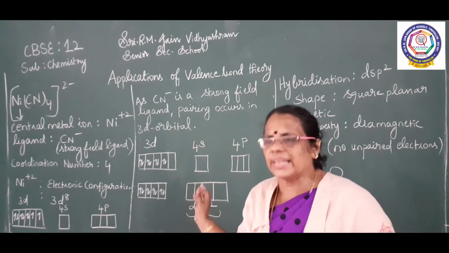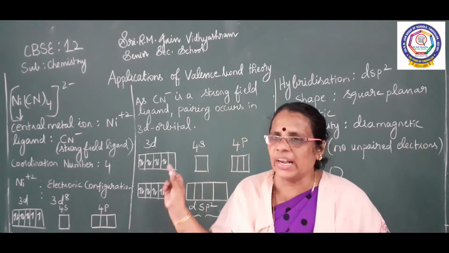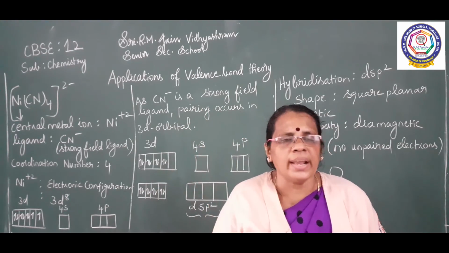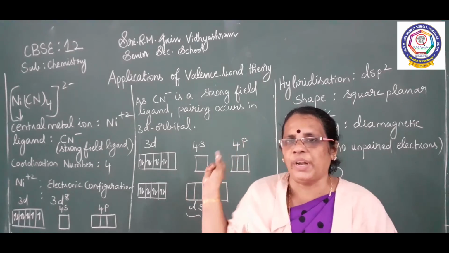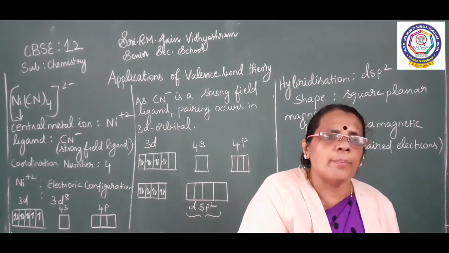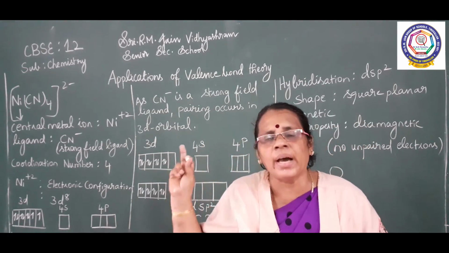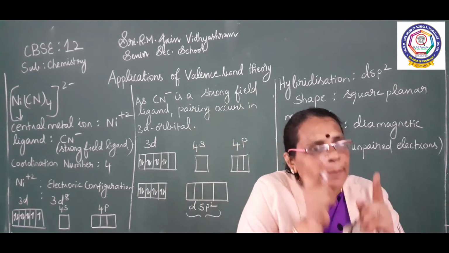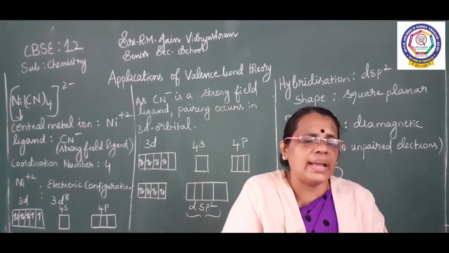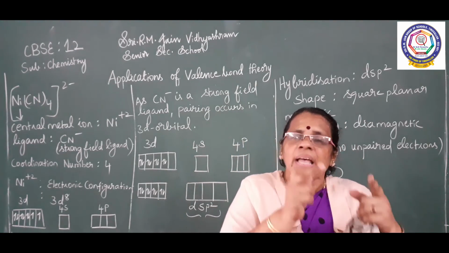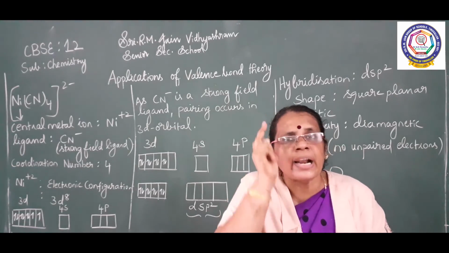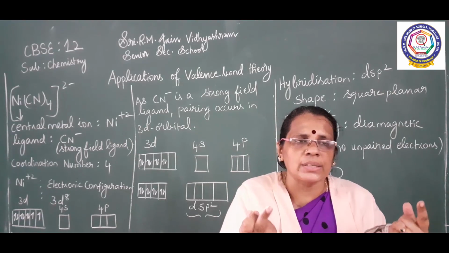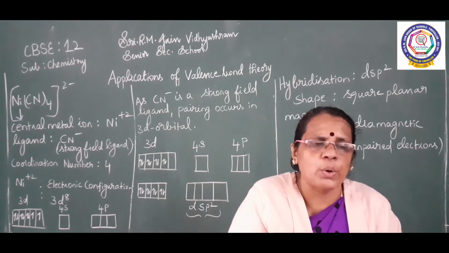So what is the mu value here? 0. In this complex, CN minus is a strong field ligand bonded to the central metal ion. So what is the hybridization? dsp2. What is the shape of the complex? Here we are getting square planar shape. When you talk about the magnetic property, as all the electrons are paired up because of the strong field ligand, the magnetic property is diamagnetic. Only when there are unpaired electrons is the mu value possible. Here there are no unpaired electrons, so the magnetic moment mu is equal to 0.